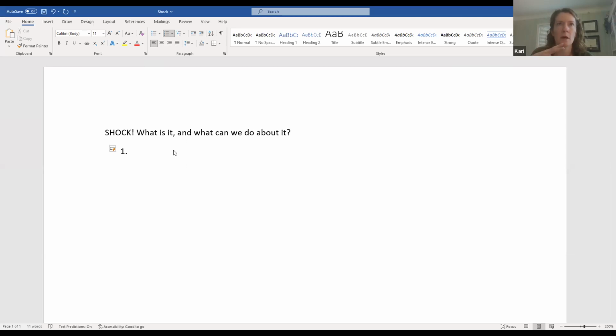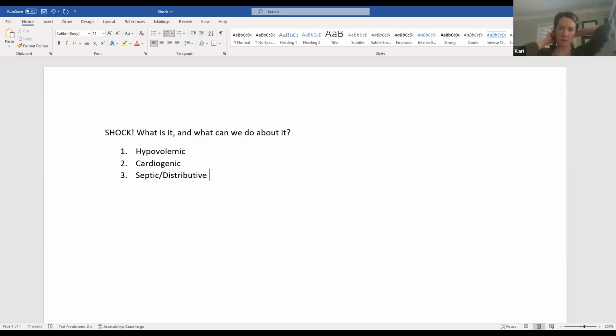So when we think about the three really big classic categories of shock, Emily's got it. Emily cheated, Stephanie said. Yeah. So hypovolemic, I think, is probably the most common type of shock that we encounter. Cardiogenic shock would be the second one. And then septic, or what we call distributive shock, would be the third type.